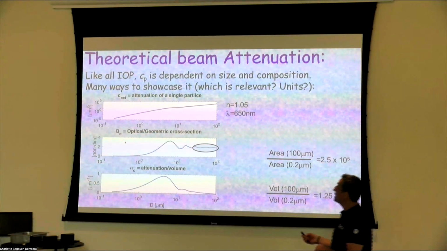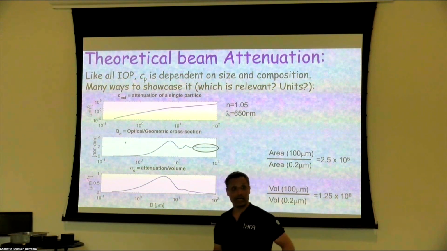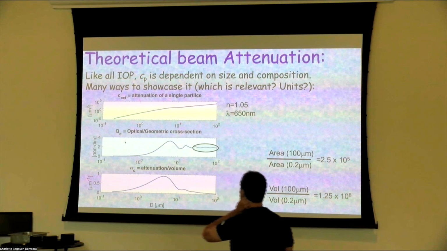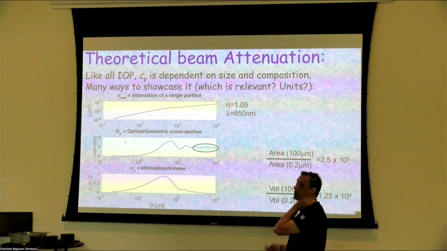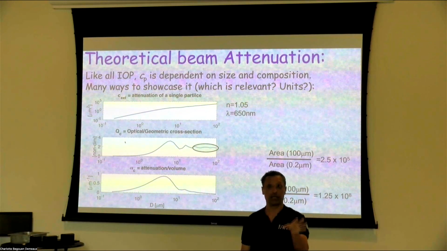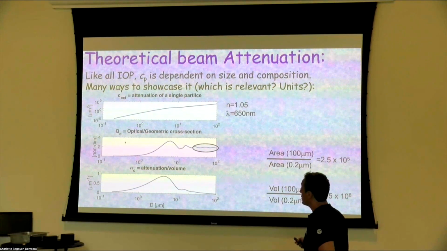So, like all IOPs, beam attenuation depends on size and composition. And as we went through Wayne's talk, there are many ways to look at it. So there are these parameters that we get out of Mie theory, but now I'll try to deconstruct them for you.